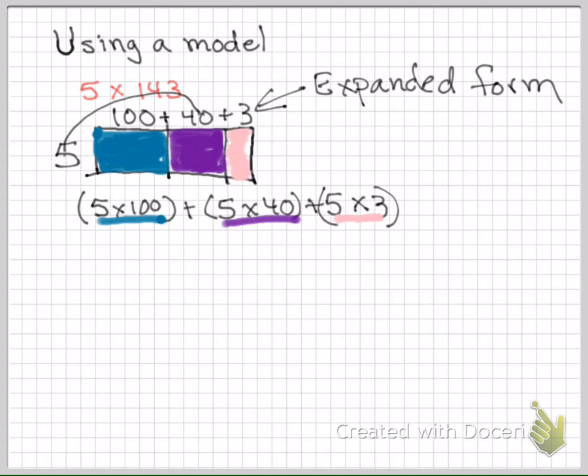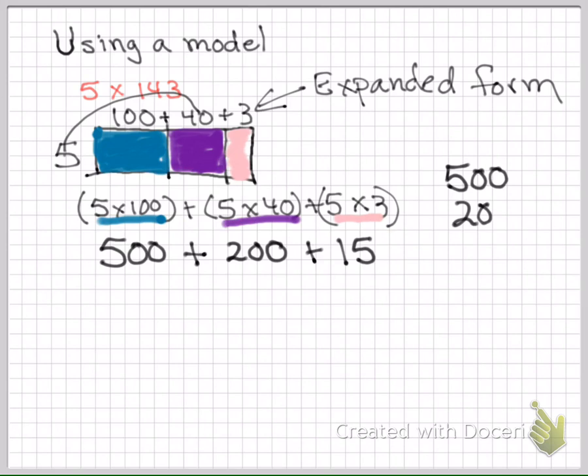Now, when we go ahead and do the multiplication, we get 5 times 100, which gives us 500, plus 5 times 40 is 200, plus 5 times 3 is 15. Once again, we add up those numbers. These are our partial products. We add up our partial products, and we get 715. Easy enough to do.